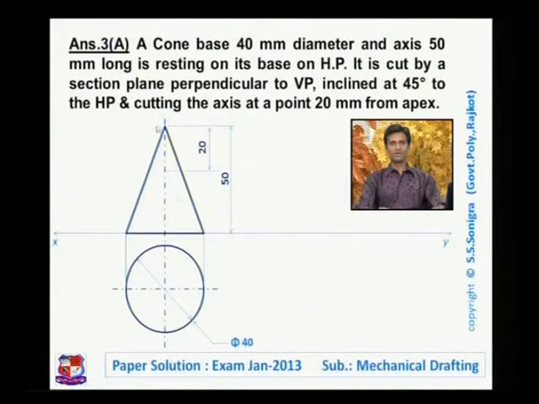This is the apex point. So from the apex point, draw a line at a distance of 20 mm over here and mark one point over here. So this point represents the point at a distance of 20 mm from the apex point, and from this point the cutting plane passes. So from this point, draw a cutting plane like this, which makes an angle of 45 degrees with the XY line. So we have drawn the second line also.